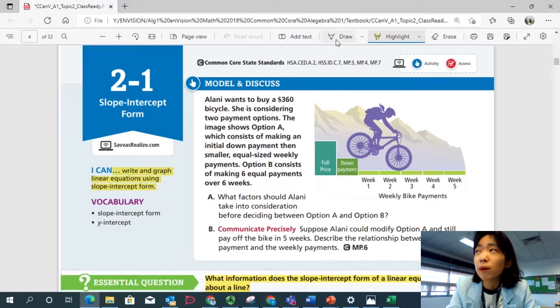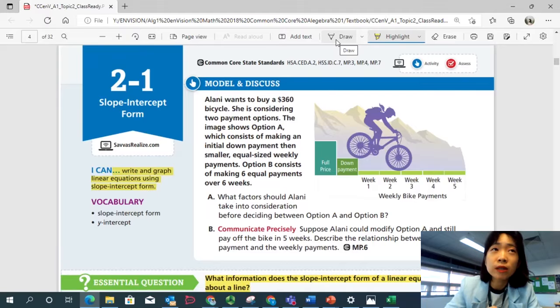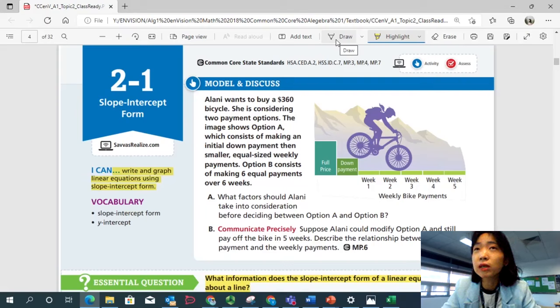So think about those 2 options, and let's answer parts A and B. Part A. What factors should Alani take into consideration before deciding between option A and option B? So what factors is she comparing? What makes her choose option A? What makes her choose option B? What is better for her depends on what factors.